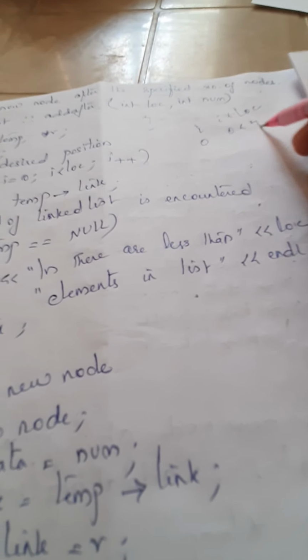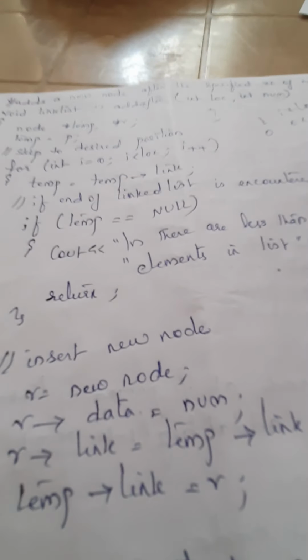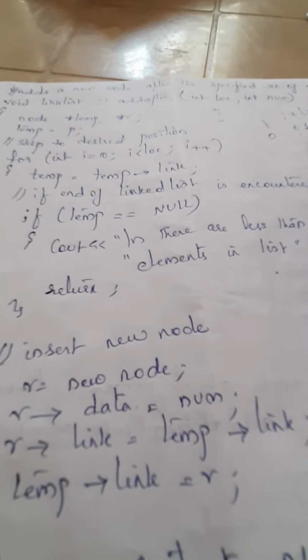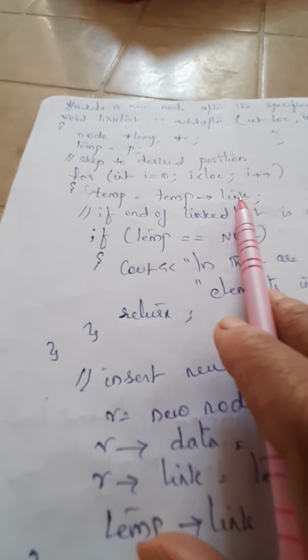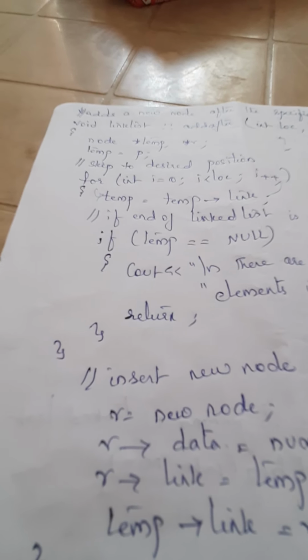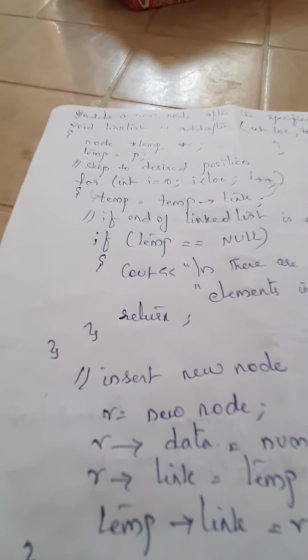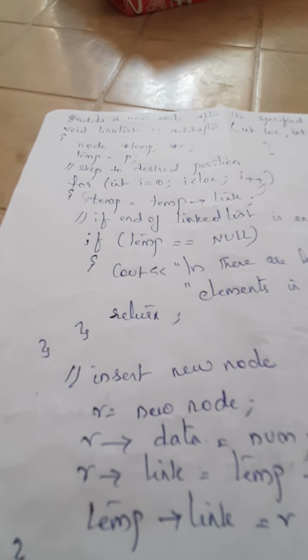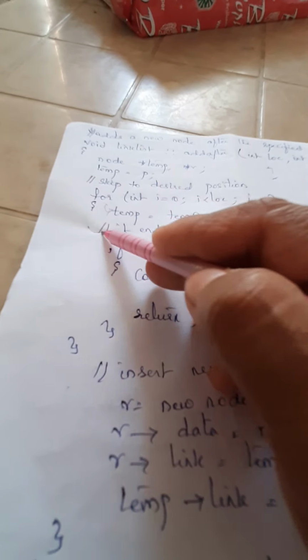So 0 is less than 7. The location that you want to add after is this particular location 7. Since 0 is less than 7, you will enter into this statement: temp is equal to temp of link. So you are traversing and incrementing the value of I, and you will reach this particular position. So I should be 7. Go on incrementing. Then when 7 is less than 7, the condition goes false, and immediately it will shift to the next statement.